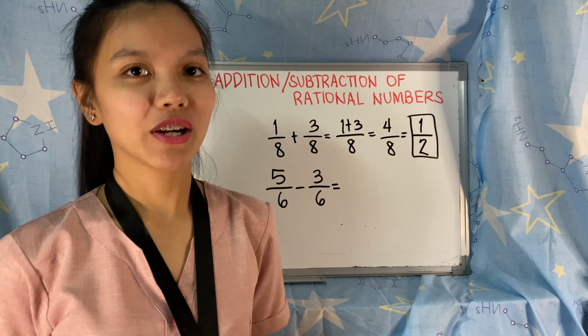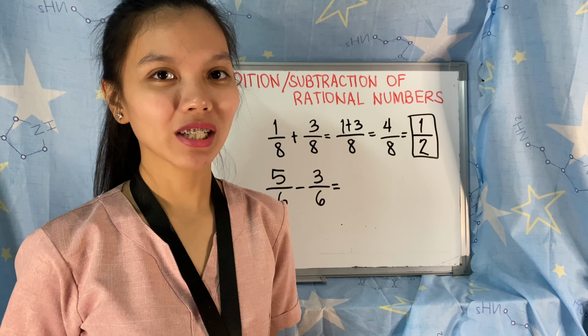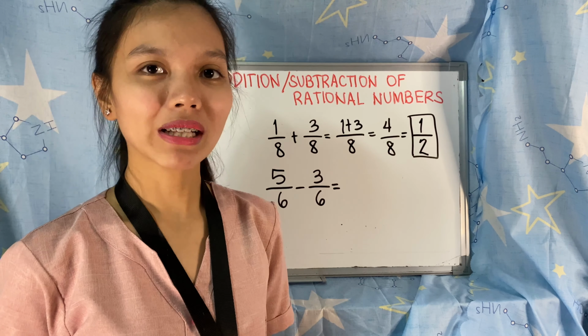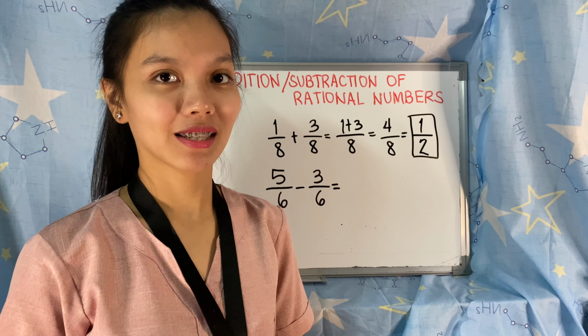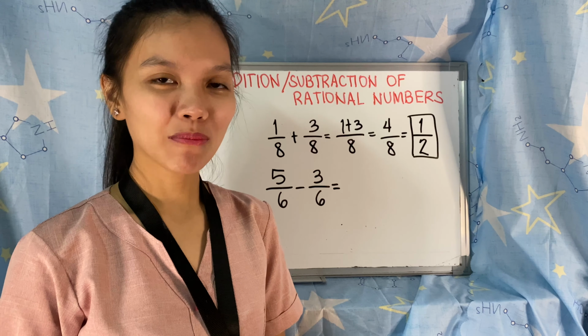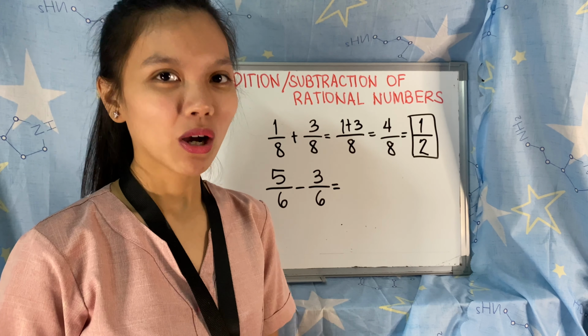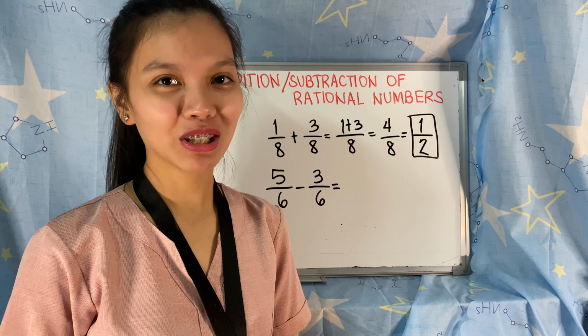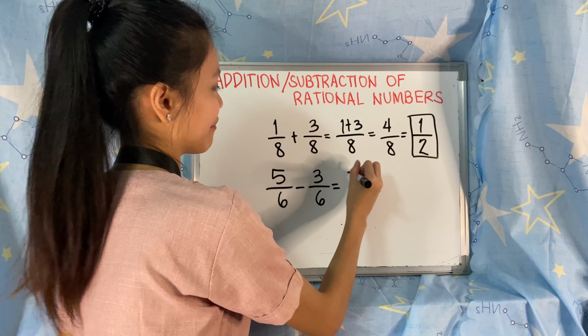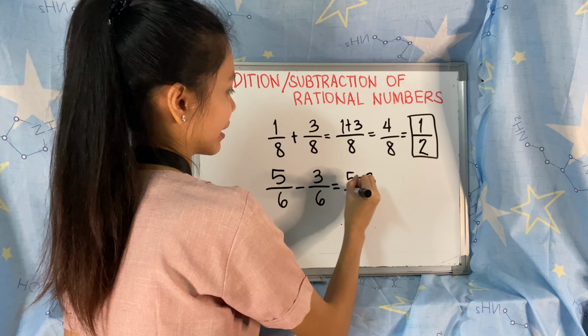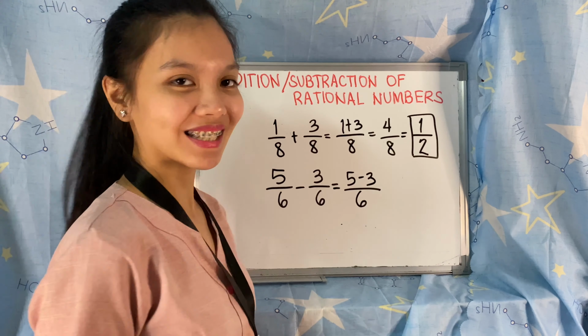So we have here 5/6 minus 3/6. What will be the difference? So, we can clearly see that their denominators are the same. So, we are just going to subtract the numerators. We have 5 minus 3. Copy the denominator, which is 6.